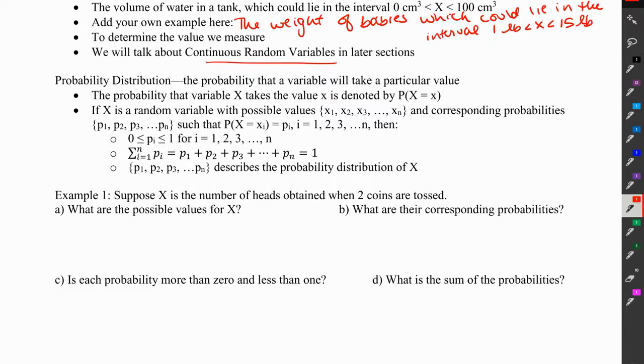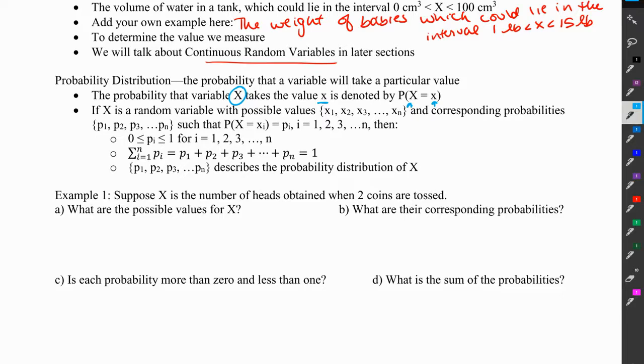A probability distribution is the probability that a variable will take a particular value. The probability that the variable X takes the value x, so notice the variable is the capital and the value is the lowercase, is denoted by P of capital X equals lowercase x. If X is a random variable with possible values x1, x2, x3, all the way up to xn, and corresponding probabilities of p1, p2, p3, pn, such that P(X = x_i) = p_i, where i is 1, 2, 3 up to n, then, okay, pause.